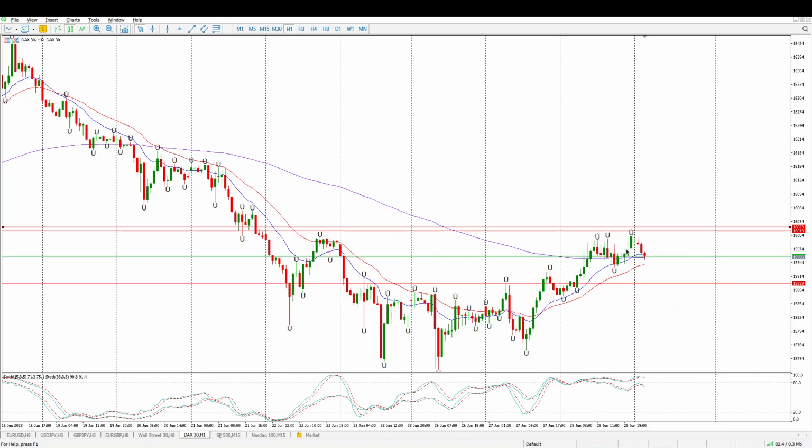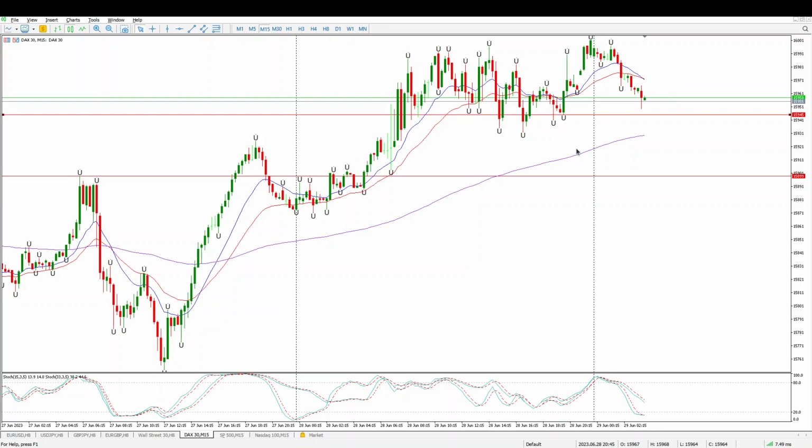It's basically just ranging. Okay, so if you look left, you can see this bottom level here is kind of our bottom of range right now, and we're just hovering around here, so nothing really to write home about on the hour. Now, if you have a look on this setup here, trend was up.